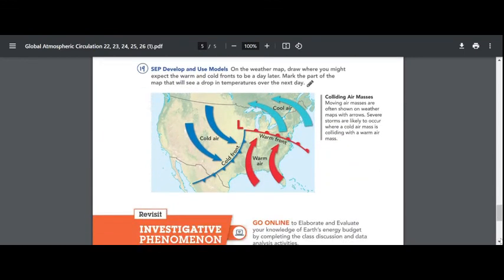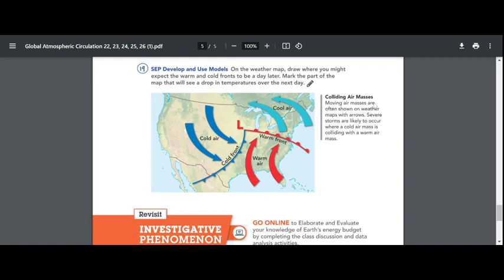So it says on the weather map, draw where you expect the warm and cold fronts to be a day later. Mark the part of the map that will see a drop in temperature over the next day. So over here, we see cold air, and this right here in blue is the cold front. In the lighter blue, we see cool air, and then in red, we see warm air, and then we see the warm front.